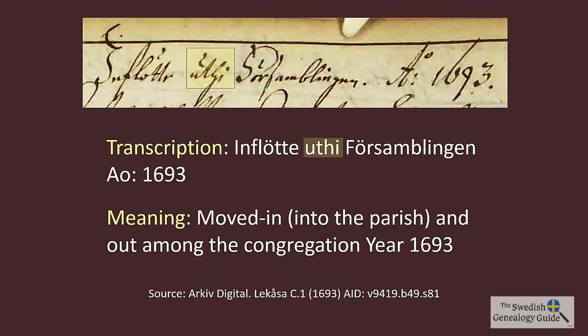The next word, uthi, is one that you'll see a lot in the records. And he's made a mark over the U, and then we have a TH and a lowercase I. This scribe also had a very personalized F, followed by the Ö with the two dots, R, a nice straight S, A, M, B, L, I, N, G, E, and then a N on the end.